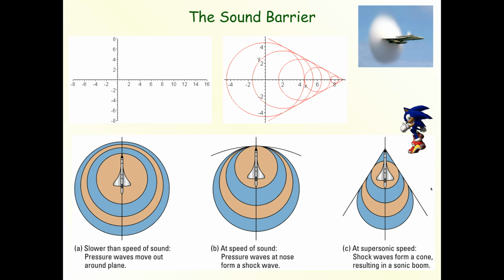Okay, when things are breaking the sound barrier, if you've ever seen jets break the sound barrier, if you've gone to air shows, if something's going slower than the speed of sound, pressure moves out of the way and it moves around. Okay, at the speed of sound, the pressure waves at the nose form a shock wave. Okay, they all stack on top of each other. So at a supersonic speed, the shock waves form a cone, resulting in what we call a sonic boom, where the waves kind of compress, and you get past the speed of sound.